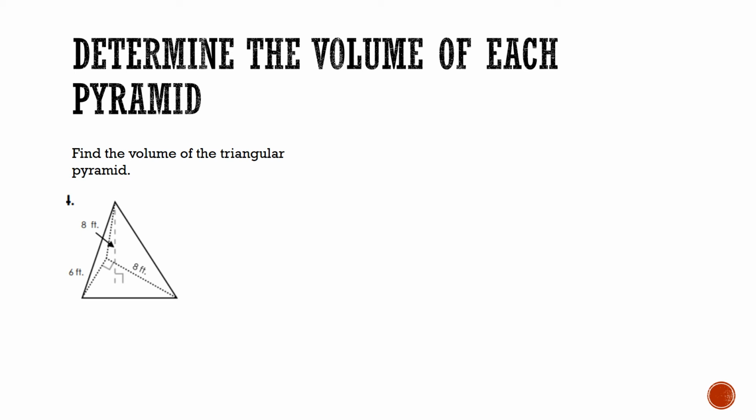Now we're going to determine the volume of a triangular pyramid. Remember, the base is a triangle. So it is a pyramid, so volume equals 1/3 area of the base times the height. The base is a triangle, so we have to calculate the area of the base. The area of a triangle is base times height divided by 2.